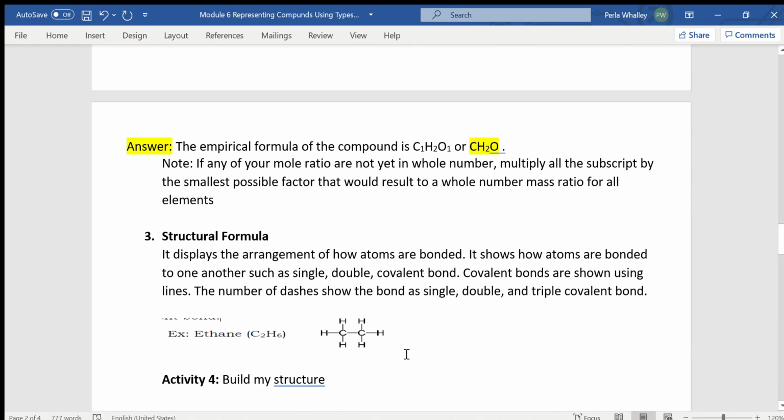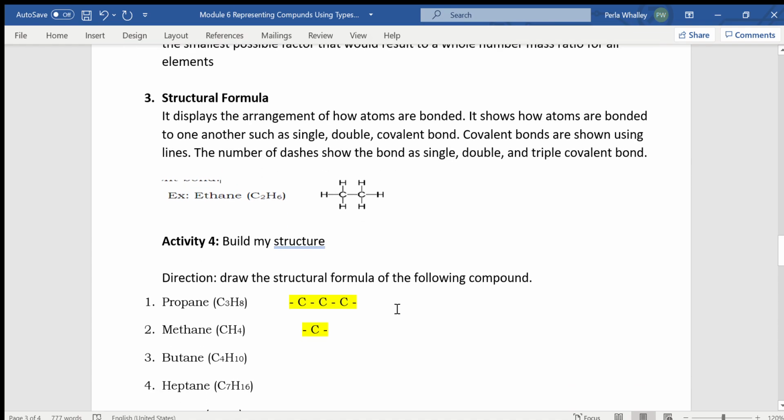Okay, next, structural formula. It displays the arrangement of how atoms are bonded. It shows how atoms are bonded to one another, such as single, double, triple covalent bonds. Covalent bonds are shown using lines. The number of dashes show the bond as single, double, and triple covalent bond.